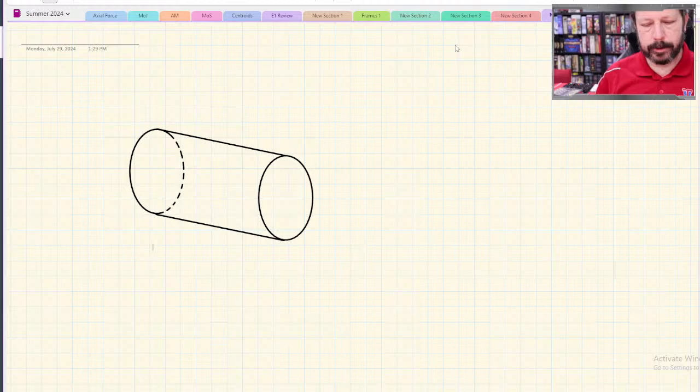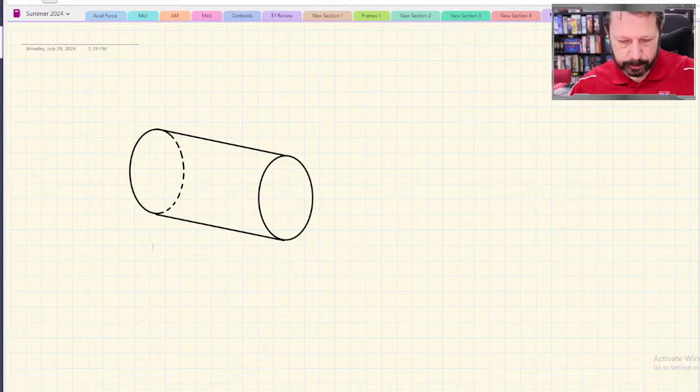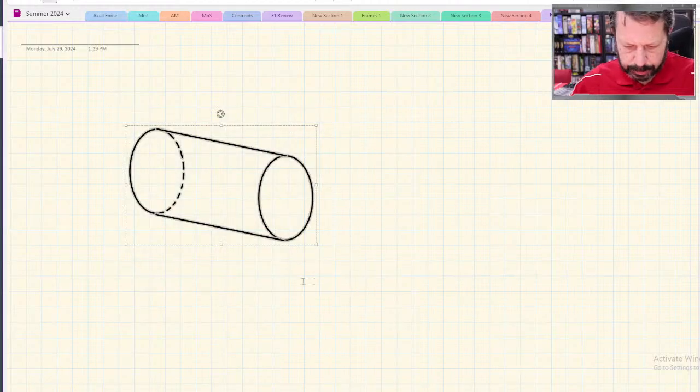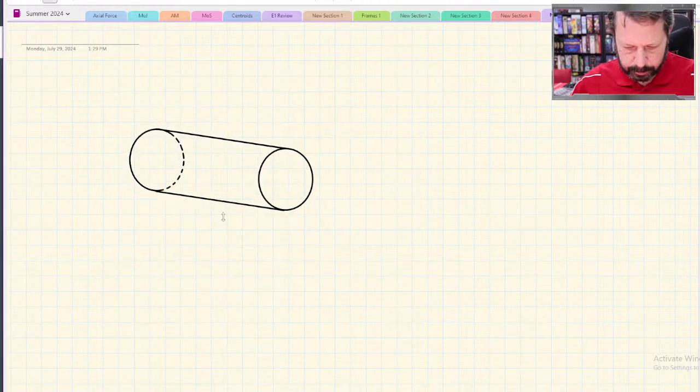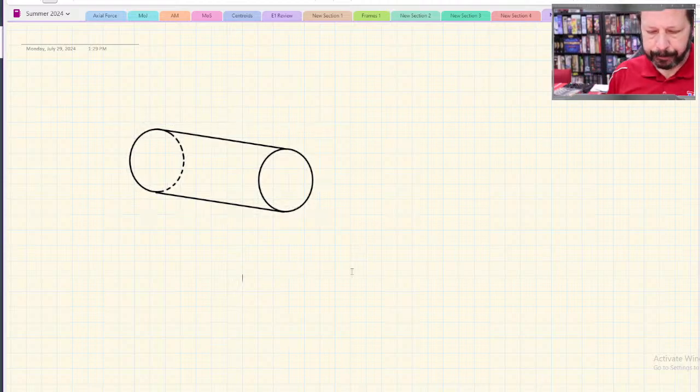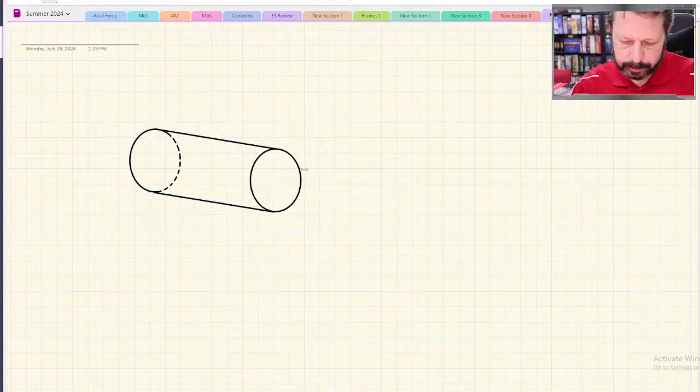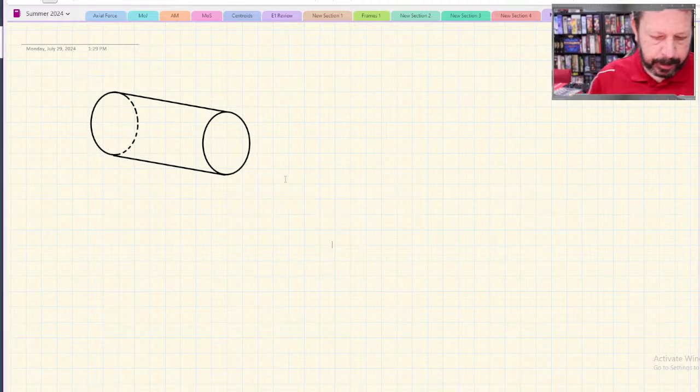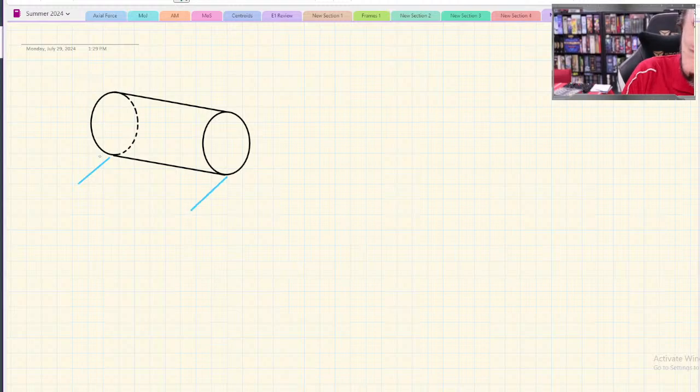All right, so there's our little shaft that we're dealing with. It looks a little bit misshapen there. I wonder if I can, there we go. That looks better. All right, so one variable is just going to be the length.